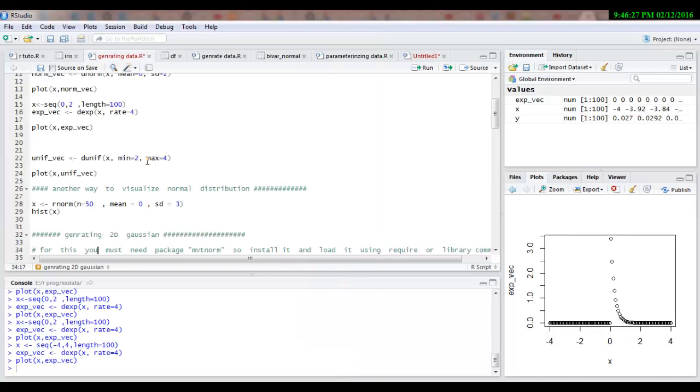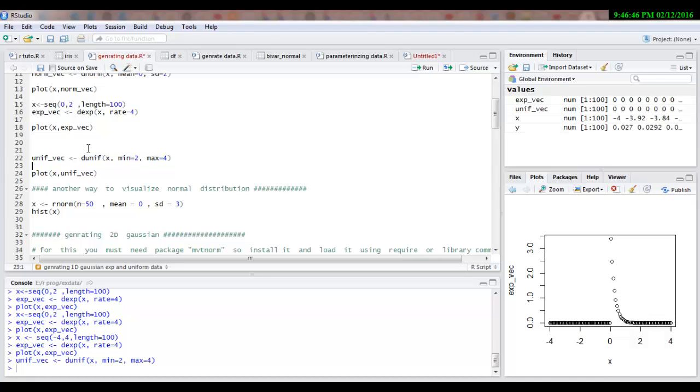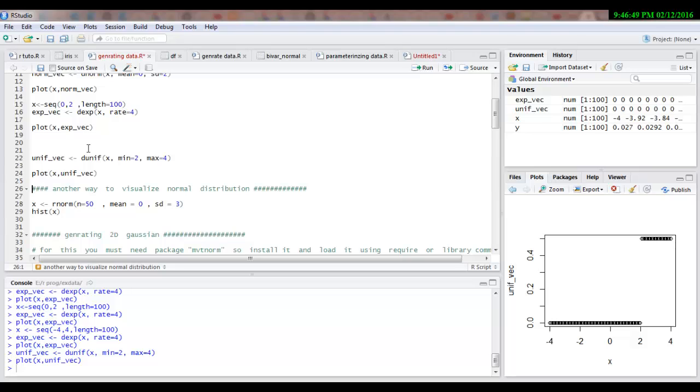The next distribution that we are going to see is the uniform distribution. This is the command dunif, using which we can generate the uniform distribution given an X vector. So we will now generate it and let's plot it. Since the vector is from, let's say, minus to plus range, the graph plotted here is in two parts, but let's see if we take positive values.